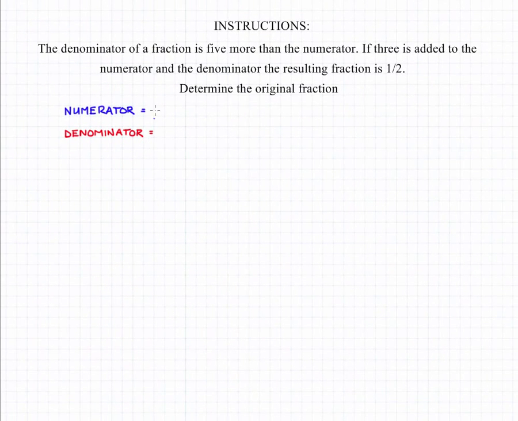In order to begin solving this problem, we need to define both of our variables. So we're going to call the numerator n and the denominator d. We're told in the problem that the denominator equals the numerator plus 5. And we're also told that if we take the original fraction, which is the numerator divided by the denominator, and we add 3 to both the numerator and the denominator, we get a fraction that is equivalent to 1/2.